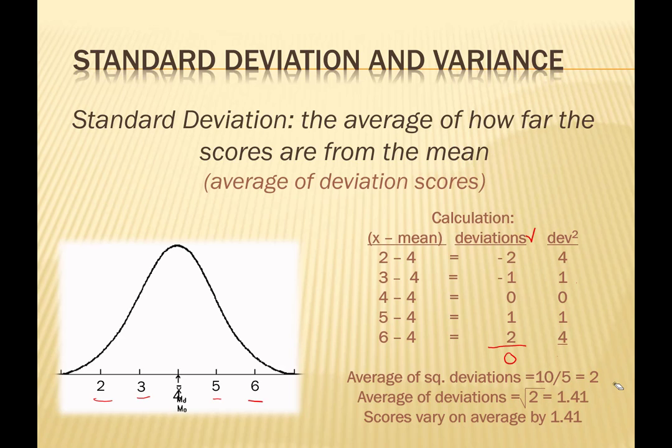Now, what is that number 2? The number 2 is the average of squared deviations, literally, right? Because it was the average of squared deviations. The average of squared deviations is your variance.